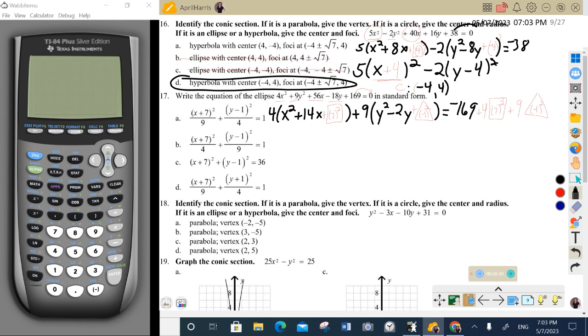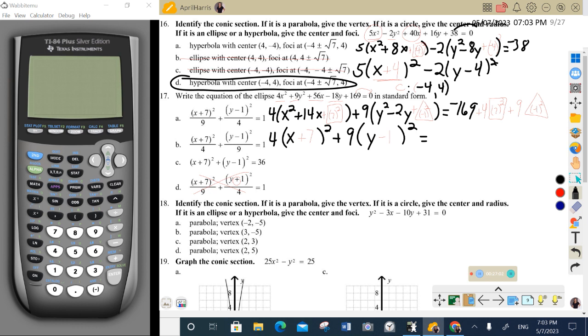So on the left, we have 4, and we're going to rewrite the trinomial as a binomial squared. Half of b was 7. On the y's, half of b was negative 1, equals. Now you'll notice right now you can eliminate choice D because the sign is wrong on the y.